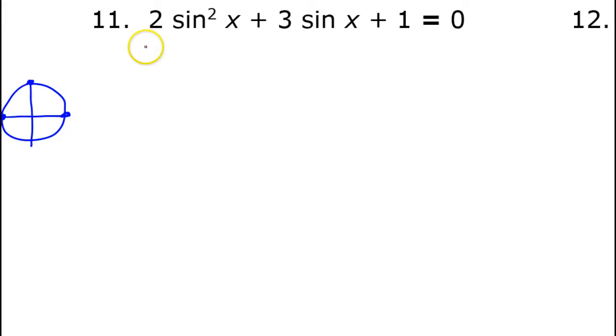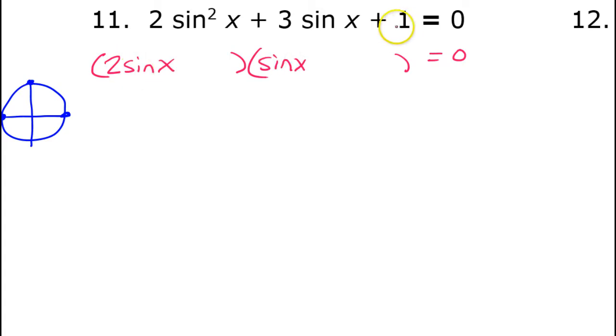The easy thing about number 11 is that we have all sine function right from the start. So I can go straight to the part where I factor. 2 sine squared x can only be 2 sine x times sine x. And then I see the number 1. That can only be 1 times 1. Now inner plus outer must equal the middle. Inner I have 1 sine x. Outer I have 2 sine x. That must equal the middle, which is 3.